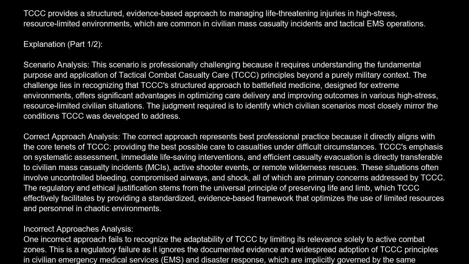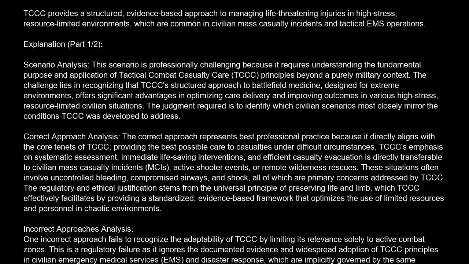Explanation. Scenario analysis. This scenario is professionally challenging because it requires understanding the fundamental purpose and application of tactical combat casualty care, TCCC, principles beyond a purely military context. The challenge lies in recognizing that TCCC's structured approach to battlefield medicine, designed for extreme environments, offers significant advantages in optimizing care delivery and improving outcomes in various high-stress, resource-limited civilian situations. The judgment required is to identify which civilian scenarios most closely mirror the conditions TCCC was developed to address.